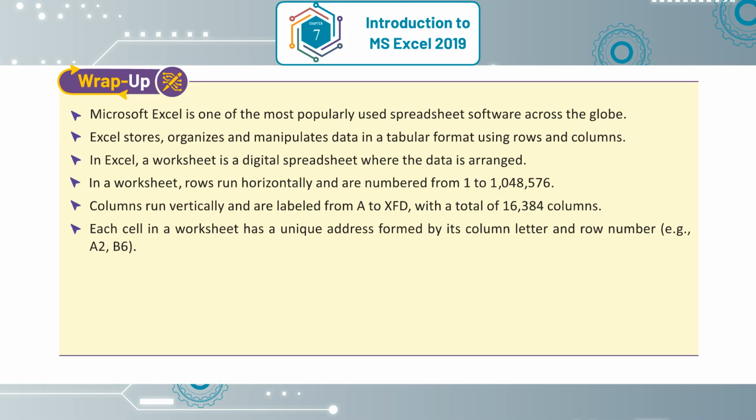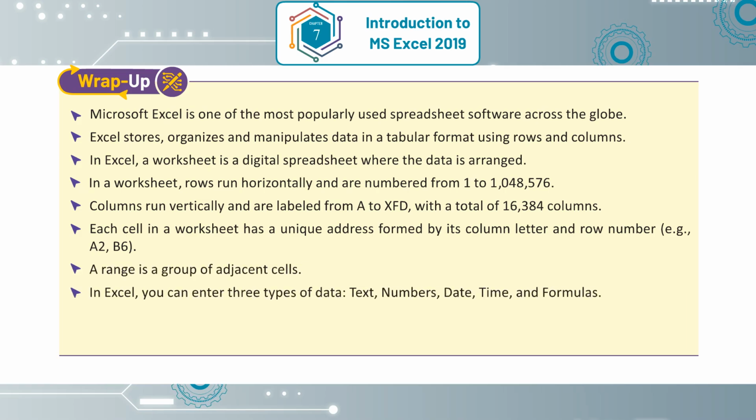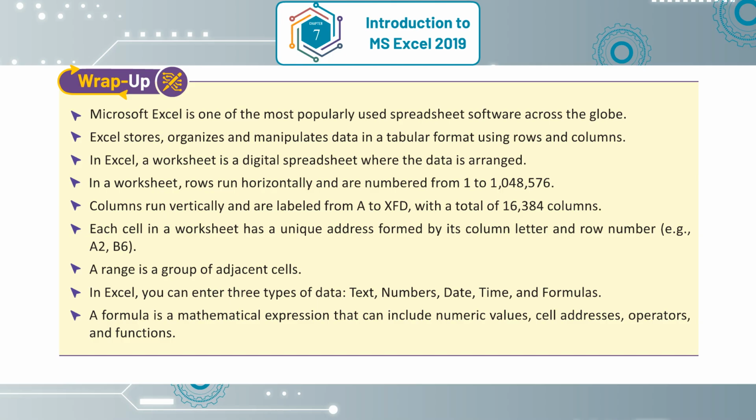Each cell in a worksheet has a unique address formed by its column letter and row number, for example A2, B6. A range is a group of adjacent cells. In Excel, you can enter types of data such as text, numbers, date, time, and formulas. A formula is a mathematical expression that can include numeric values, cell addresses, operators, and functions.